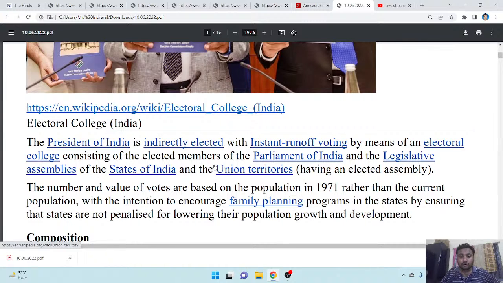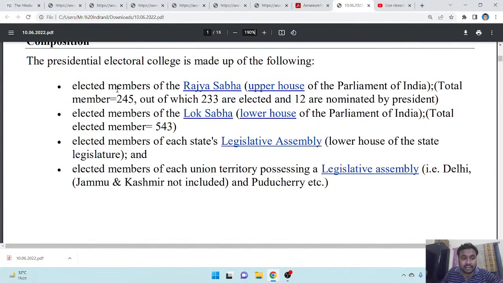Okay, so who will participate in the voting of presidential election? Elected members of the Rajya Sabha. The total strength of Rajya Sabha is 245, out of which 233 are elected and 12 are nominated by the president. So only 233 elected members of Rajya Sabha will participate in this voting procedure for the election of president.